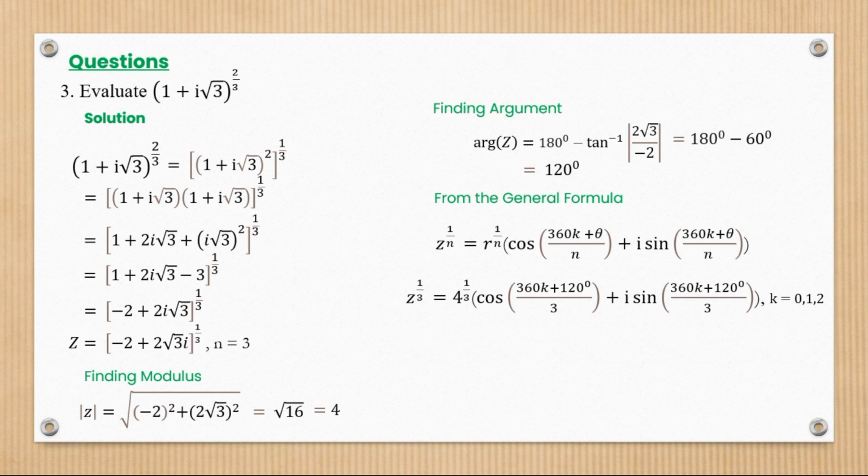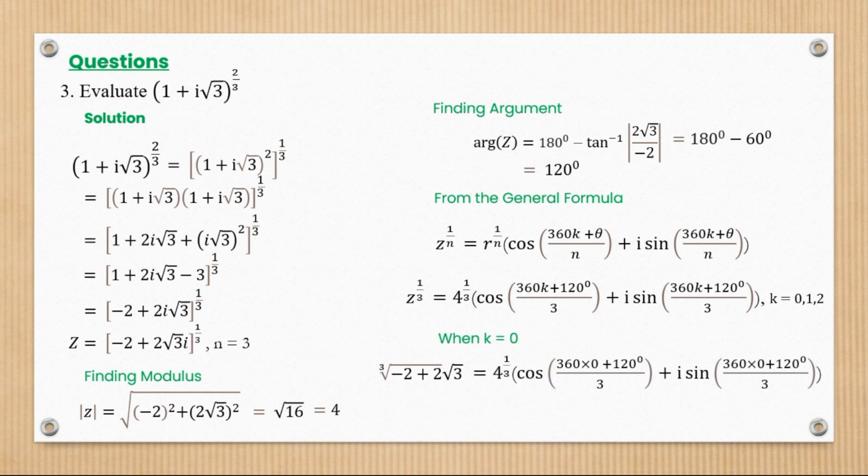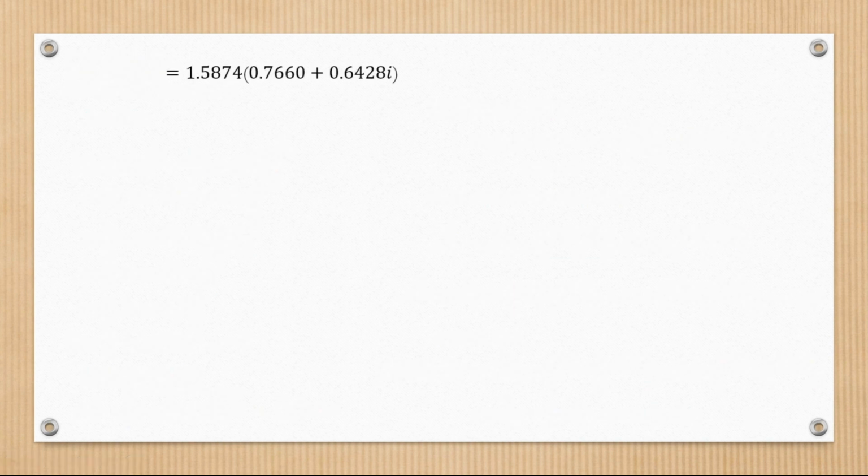Now because we're dealing with the cube root, the values of k range from 0 to 2. Because the last value of k must be equal to n minus 1, which is 3 minus 1, which is 2. That's why we have k values from 0 to 2. So when k is 0, let's substitute that in. This is what we end up having. The value of r is 4, so we have cos 40, i sin 40. And when we put those in decimal values and open brackets, that's what we end up having.